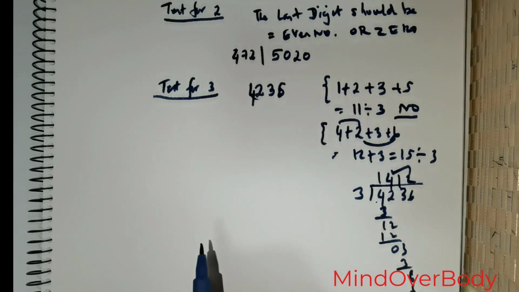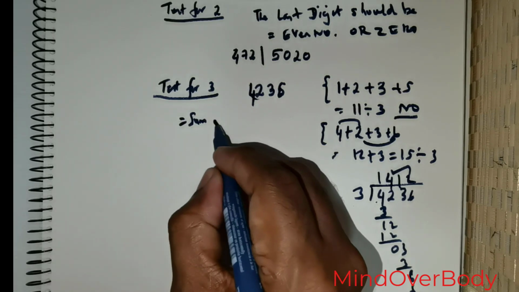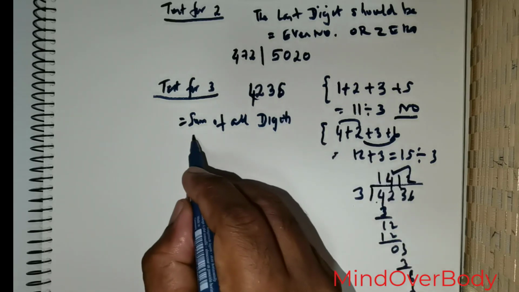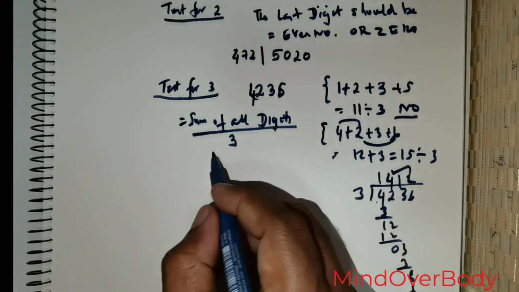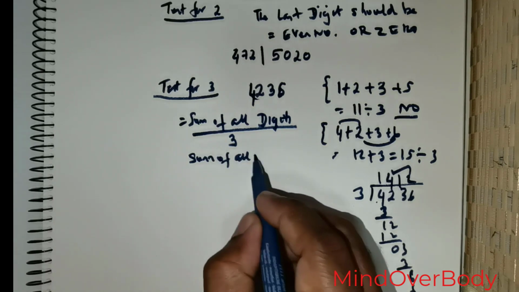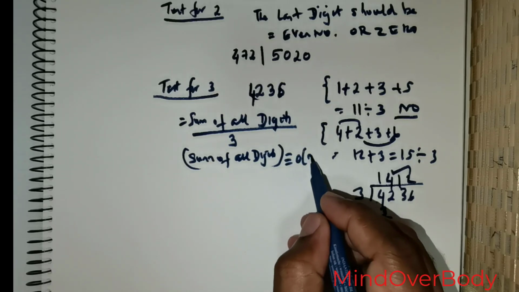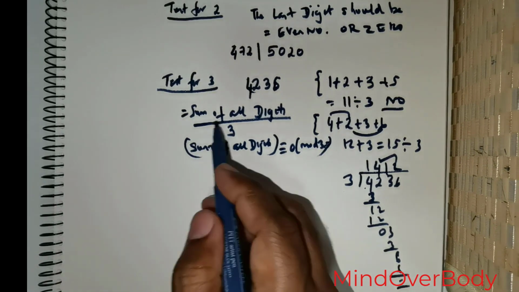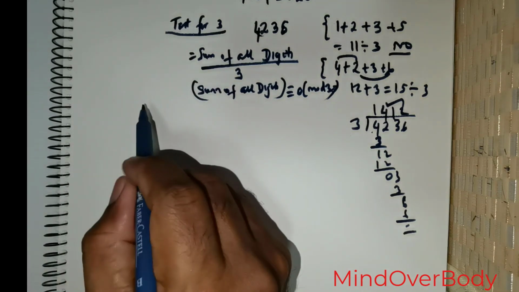So just to have a recap, what should you do? You should find the sum of all digits, and it should be divisible by 3. In other words, the best way to write it is: the sum of all digits should be congruent to 0 mod 3. I'm writing it in set theory notation, but I hope you got the gist of it. So this is for divisibility by 3.